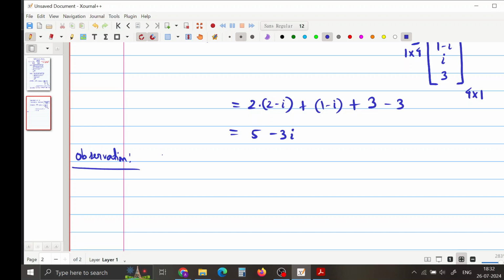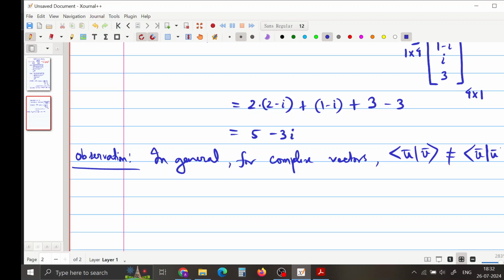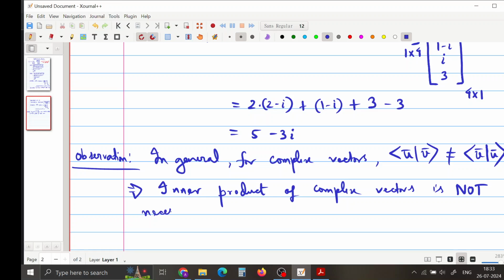So as a side observation, you can note that in general for complex vectors, the uv inner product is not necessarily the vu inner product. So which means the inner product of complex vectors is not necessarily commutative.